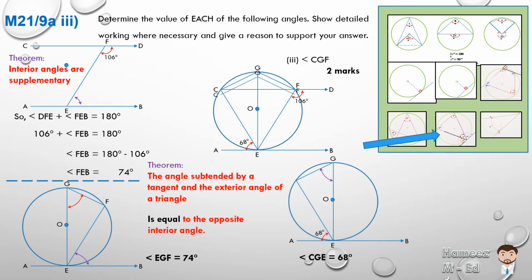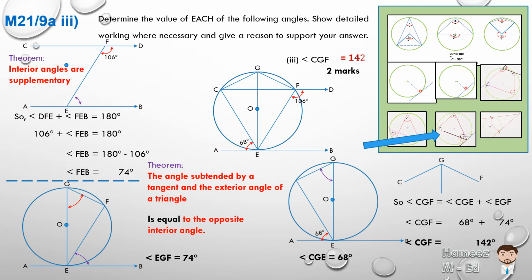Knowing EGF and CGE, let's pull it out together. Then we know the left side and the right side. So the total angle, angle CGF, which is what we want to find, will be angle CGE, the one on the left side, and angle EGF, the one on the right side. Let's substitute that 68 degrees and 74 degrees, which gives us 142 degrees. So angle CGF, a combination of those two smaller angles, is 142 degrees.